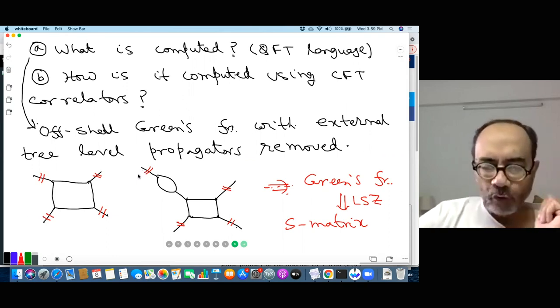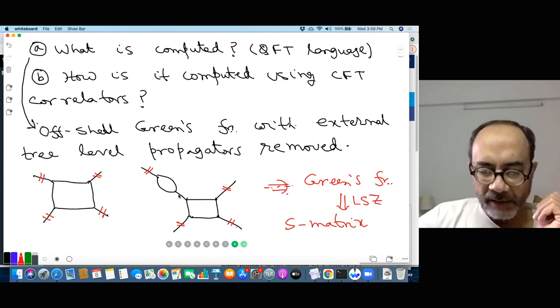Sometimes in the loop amplitudes, also the CFT correlators give the S matrix. And that happens provided diagrams like these are automatically zero. And in some supersymmetric theories, it does happen. With theories with a lot of supersymmetry, one can argue that the two-point functions vanish. Okay, so there is no self-energy diagram that is involved. And there again, removing these external tree-level propagators gives you the amputated Green's function. And if you put the external states on shell, you'll get the S matrix.